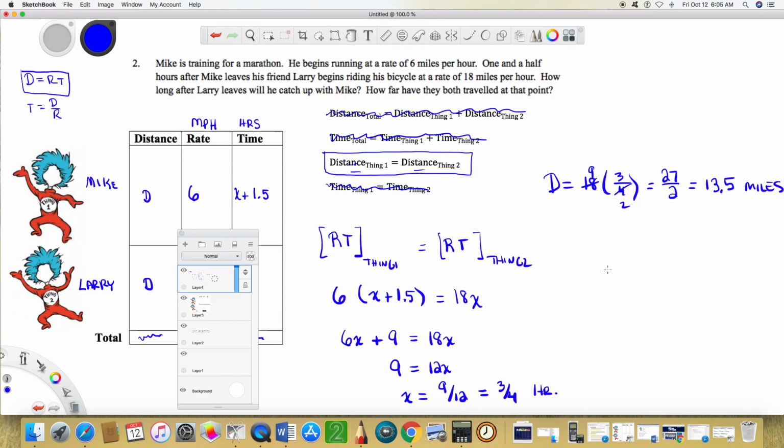All right, so have we answered what they wanted us to answer? How long does it take Larry to catch up to Mike? 3/4 of an hour. How far did each of them travel? 13.5 miles. So we answered both of them.